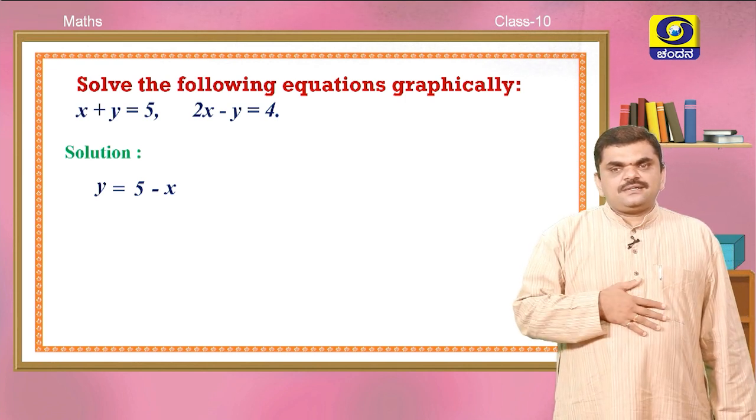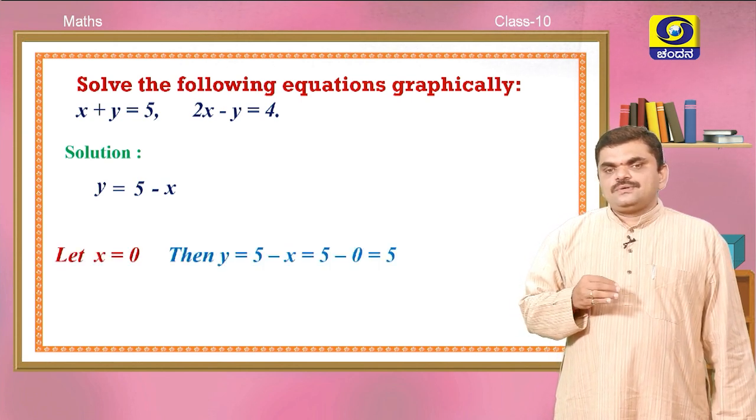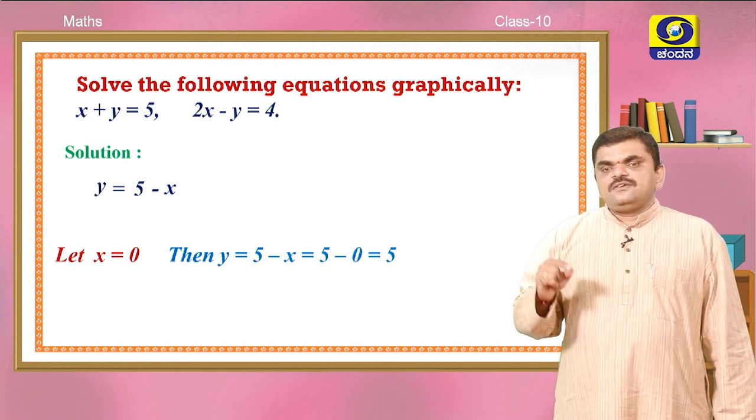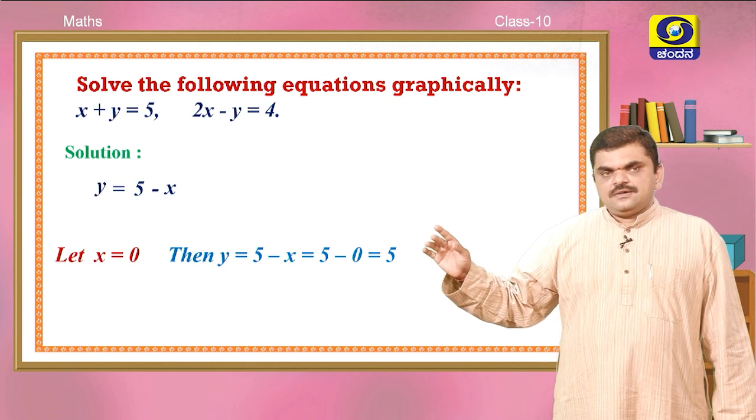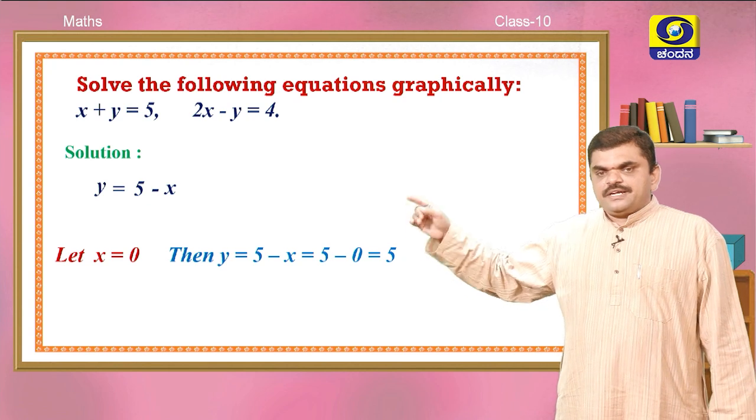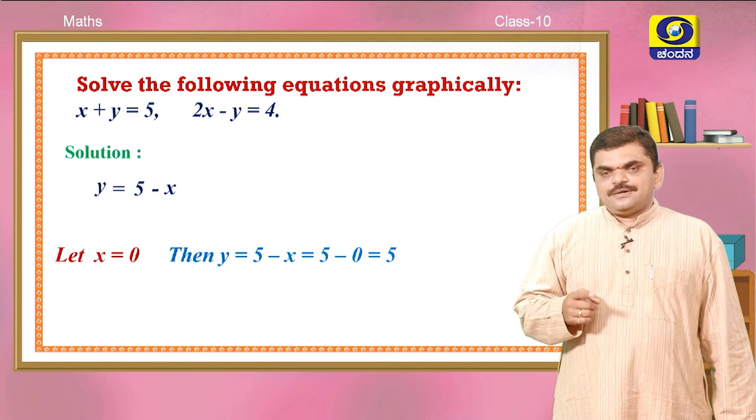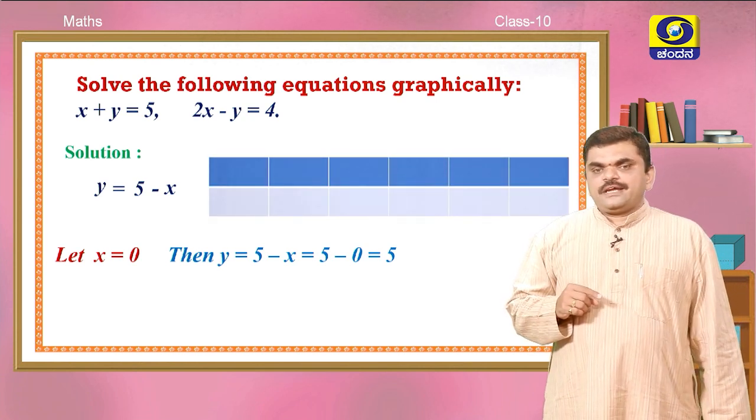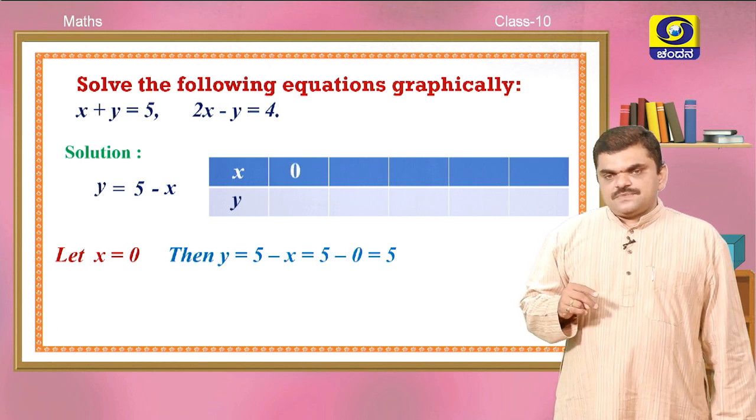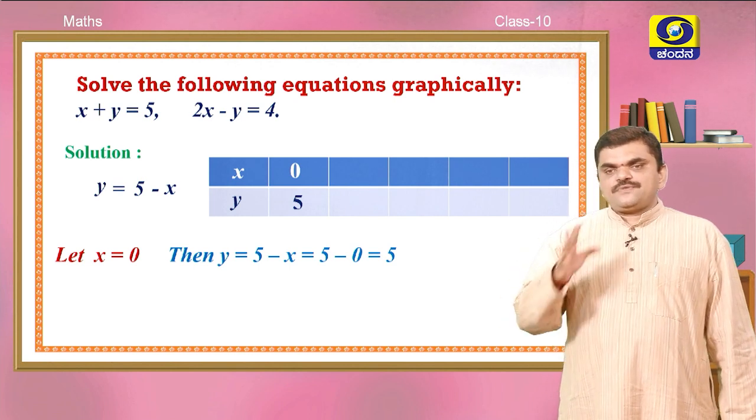Just do it yourself, children, I will give time. Yes, x is equal to 0. When we take x is equal to 0, y becomes 5 minus x, that is 5 minus 0, then the y coordinate becomes 5. Children, observe here. Next step, yes, we have to create a table. X and y coordinates, when x becomes 0, y becomes 5. Next point, what value do you take?